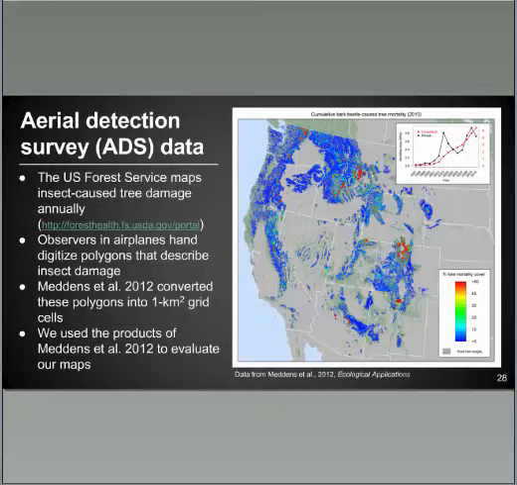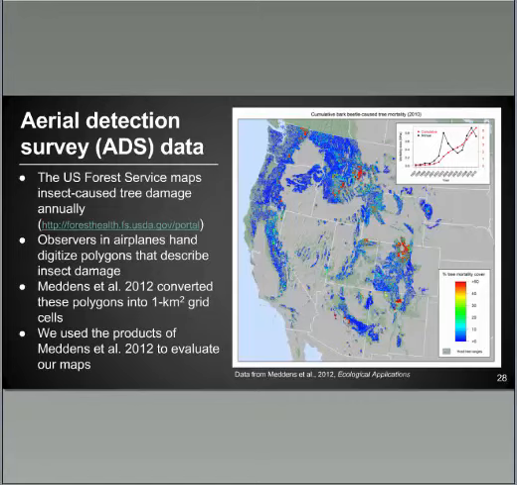And we use a product produced by Ari Meddens, a former collaborator of mine. He found some systematic biases in this data, corrected those biases, and produced this grid data set on the scale of a kilometer grid, describing this mortality through time.